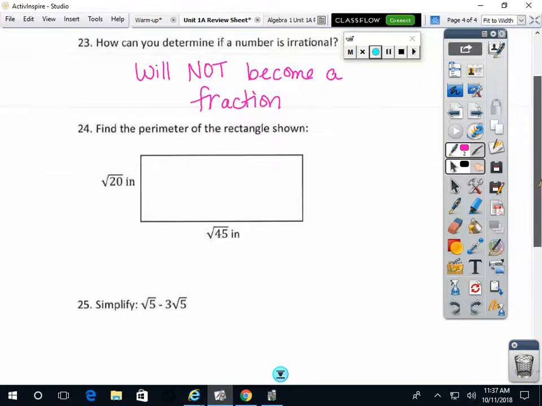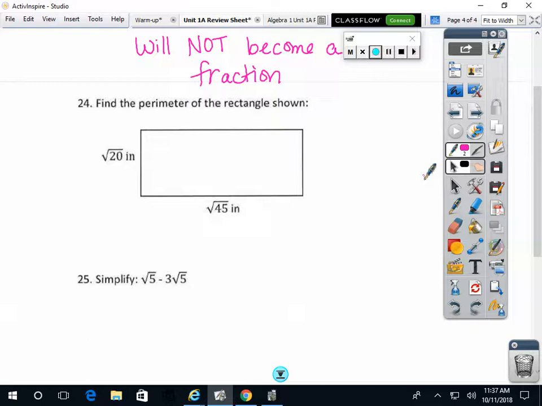All right, number 24. Find the perimeter of the rectangle shown. Okay, so the question's asking about perimeter. What do you know about perimeter of a rectangle? Add up all 4 sides, right? Well, since it's a rectangle, if this side of the rectangle is the square root of 20 inches, so is this one. And then if this side is the square root of 45 inches, so is this one. So now we just add up all 4 sides.